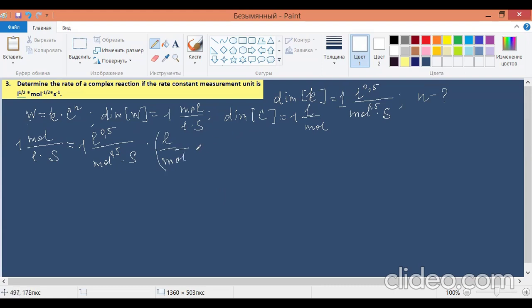Liter per mole, and all this is raised to N. Okay. Now, what we do is the following. L over mole raised to N is equal to mole over S times mole raised to a half times S divided by L raised to a half.